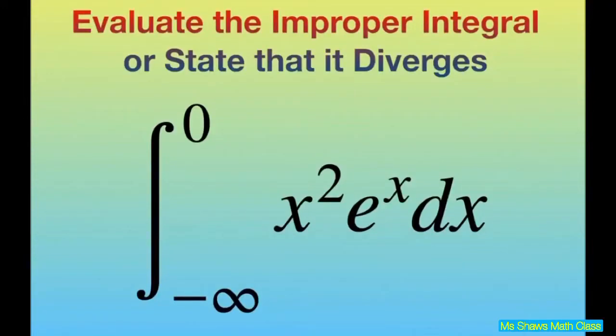Hey everyone, we're going to evaluate the improper integral or state if it diverges. From negative infinity to 0, we have x squared times e to the power of x dx. All right, before we start, this has the form of part 2, and we have a b there, so we're going to use this form right there.